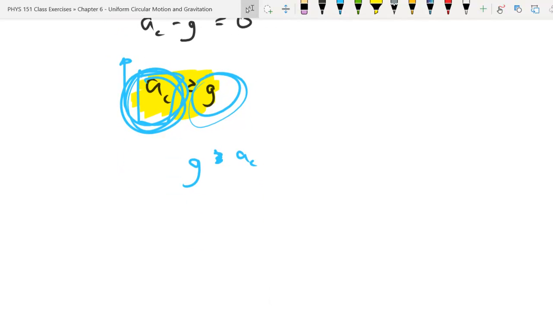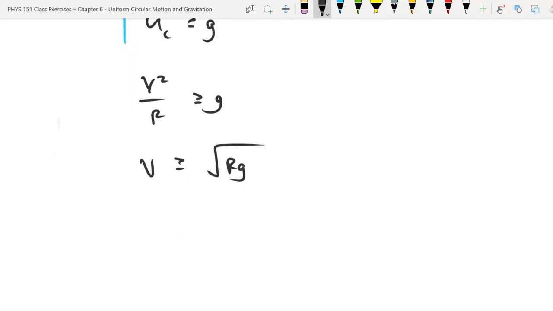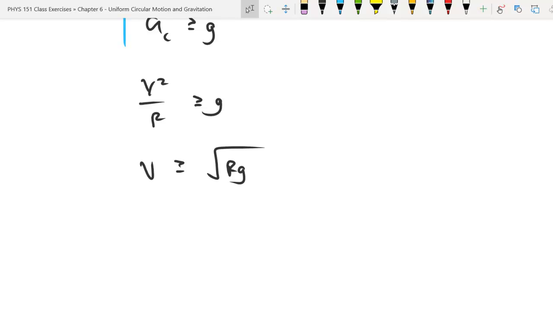Okay, so, just looking at the speed here, we have the centripetal acceleration must be greater than or equal to gravity. This means that we have v squared over r is greater than or equal to g. Or I can say that v must be greater than or equal to the square root of rg, right? Doing a couple steps there. Okay, so it comes down to be pretty simple. It's just got to be going more than or equal to the square root of the radius times g, the acceleration due to gravity.